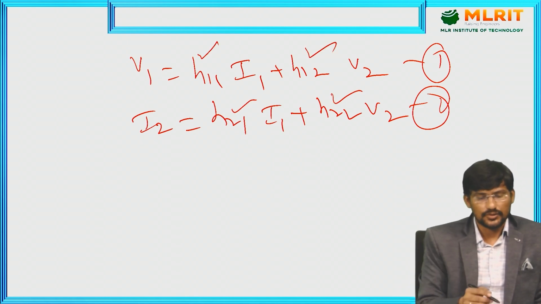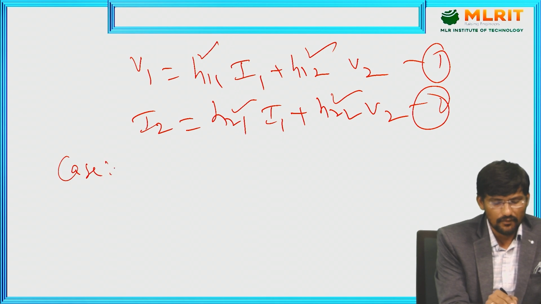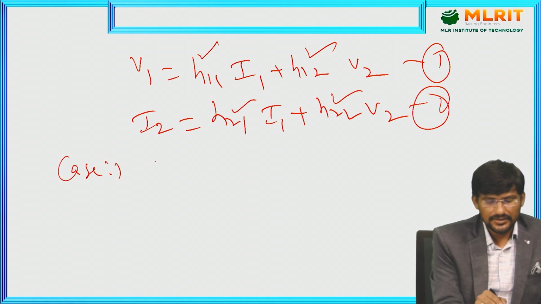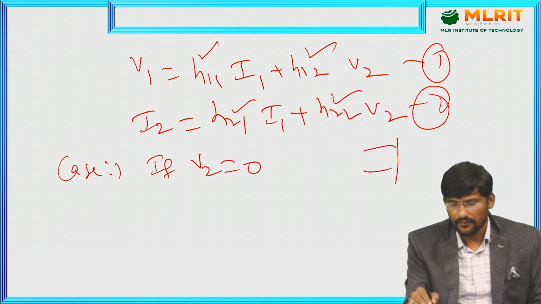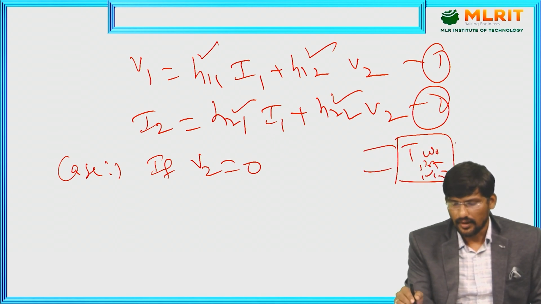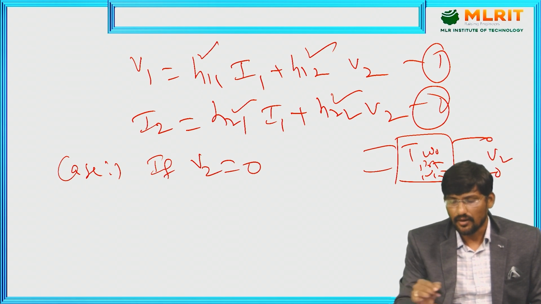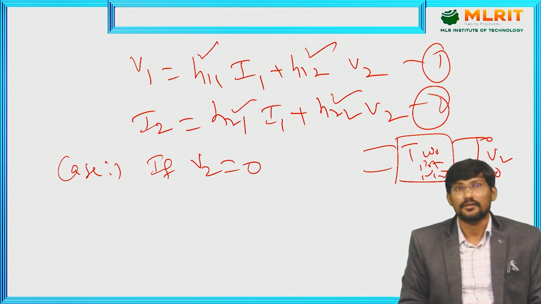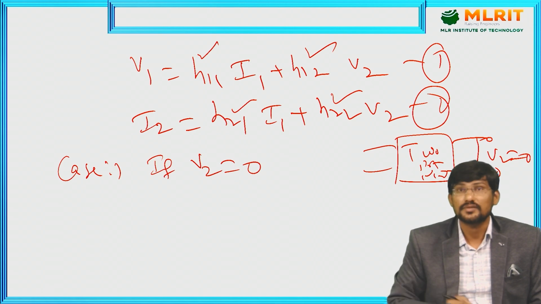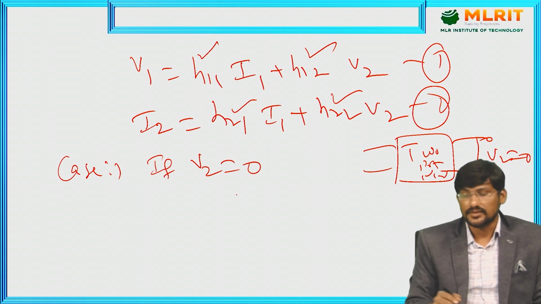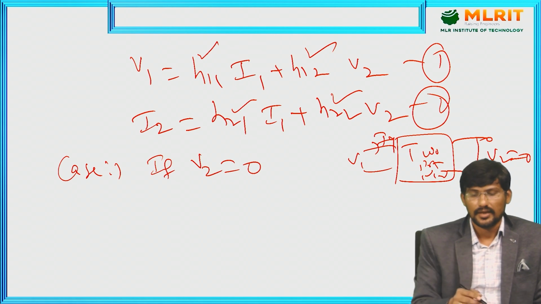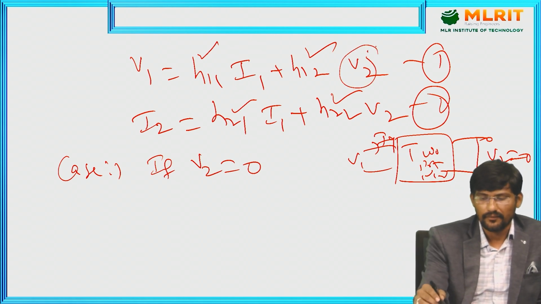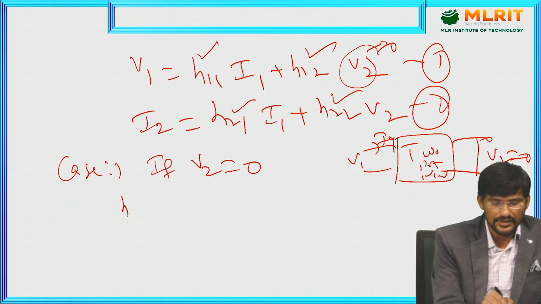How to get these 4 parameters? First, case 1: consider V2 equal to 0. V2 equal to 0 means what are we doing for a 2-port network? V2 is nothing but the output voltage. By short circuiting these output terminals, V2 becomes equal to 0. If we put V2 equal to 0 here, we will get H11.